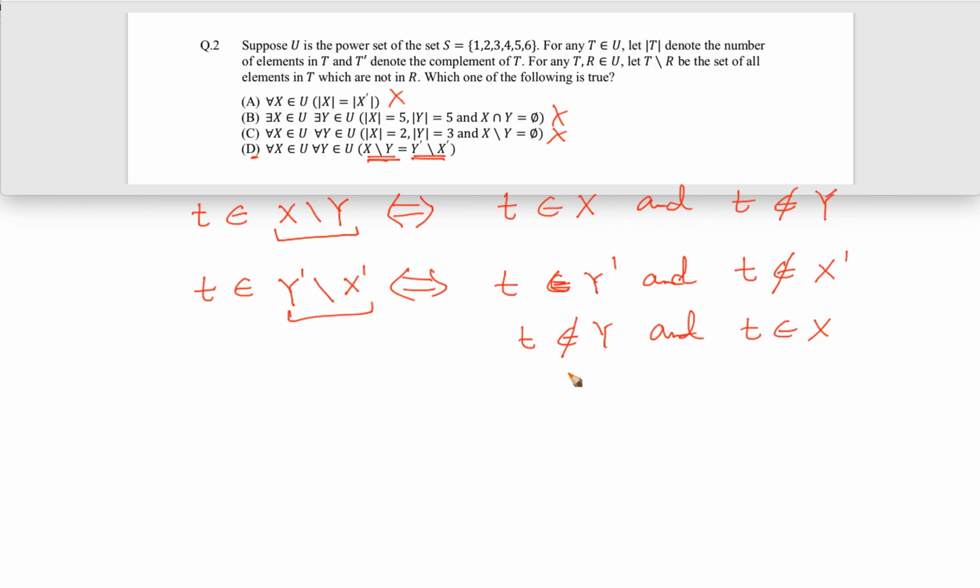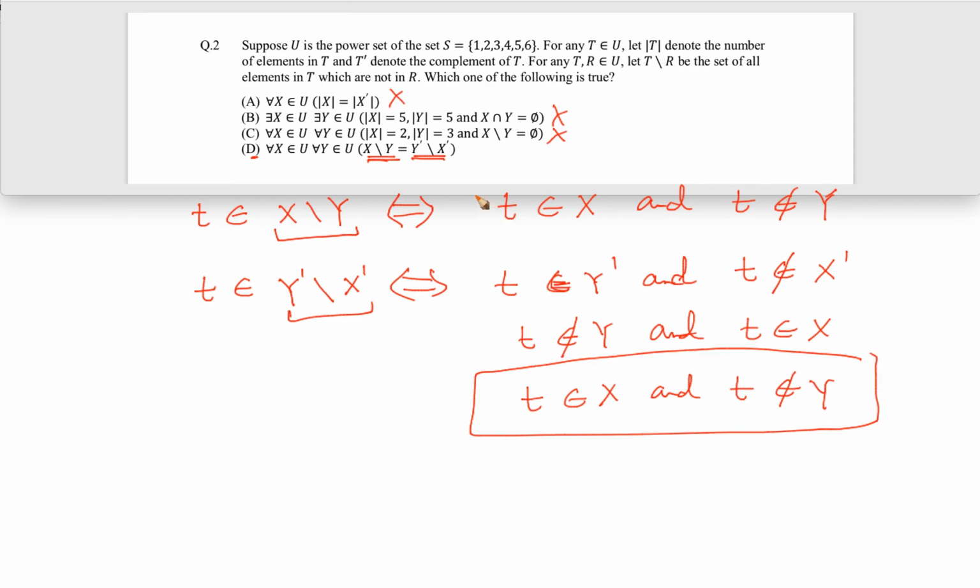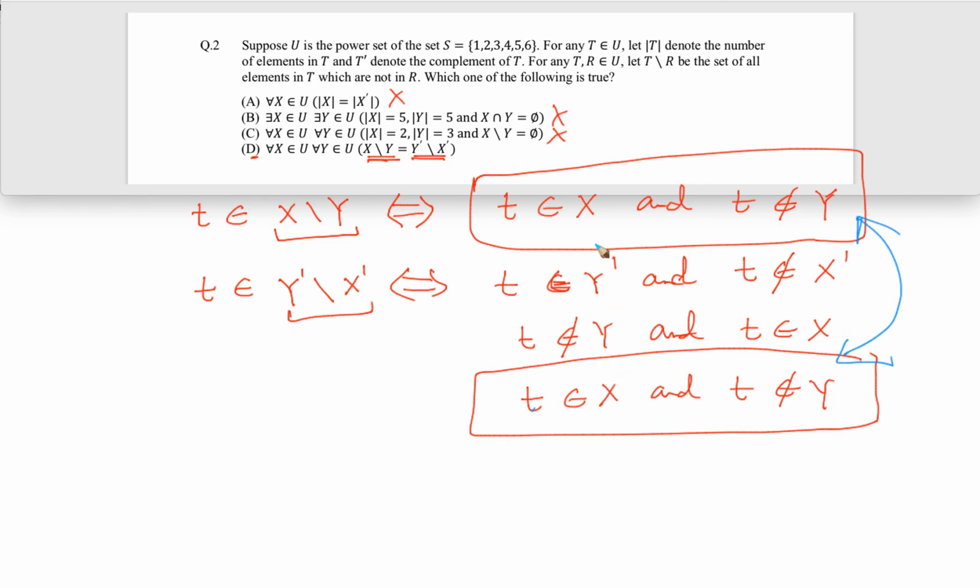So in the end we are getting the same condition: T belongs to x and T does not belong to y. The situation is the same as we got earlier, right? Therefore, since T is such an element which belongs to x and does not belong to y, for all elements belonging to these two sets the same condition is happening. It means these two sets are essentially the same, equal. So these two are equivalent sets, and that's why the correct answer is D.